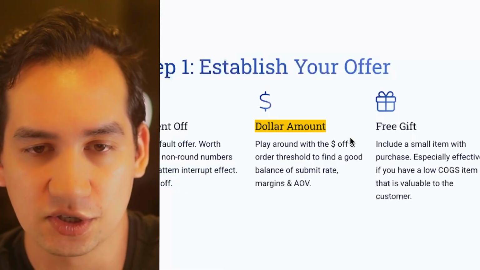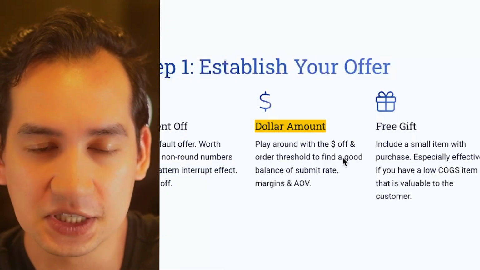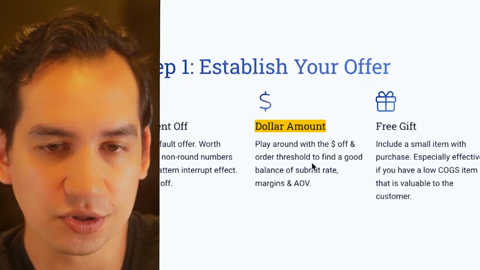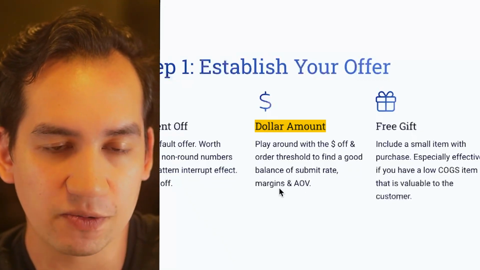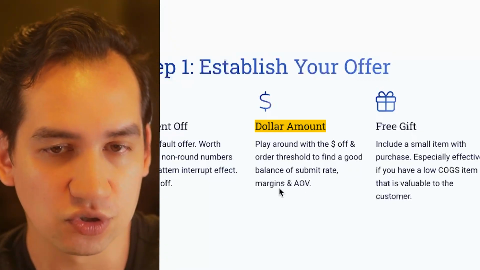Dollar amounts, all right? So again, play around with the dollar amount off and the order threshold to find a good balance of submit rate, margins, and average order value.